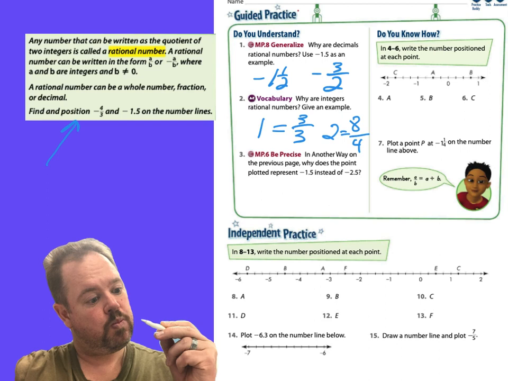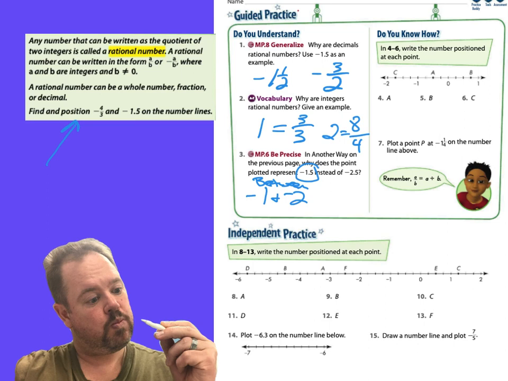And number 3 says, in another way on the previous page, why was the point plotted at negative 1.5 instead of negative 2.5? Well, the problem told us to do negative 1.5. So we put it between negative 1 and negative 2. If it was between negative 2 and negative 3, then it would be 2.5. But because it was between negative 1 and negative 2, that's where negative 1 and 5/10 happen to go.